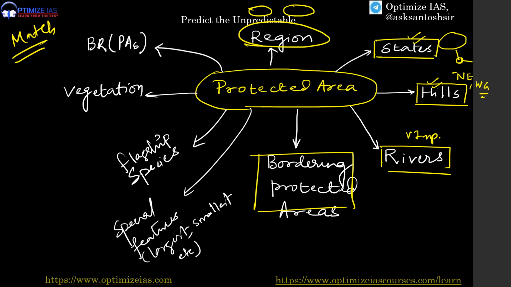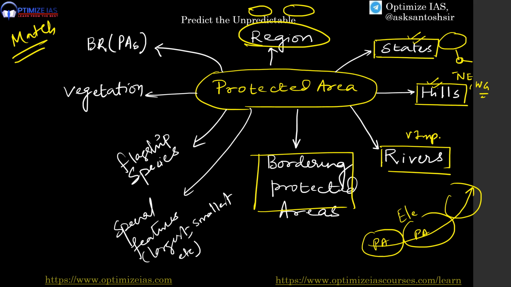Next, they are going to ask you about bordering protected areas. Guys, as I have told you many times, one protected area is connected to another protected area, and that is connected to another protected area, and there is a complete wildlife corridor, which is the elephant corridor or tiger corridor, etc. So such questions are very, very popular in the UPSC. So bordering protected areas you should know, particularly in the Western Ghats, it is very, very important.